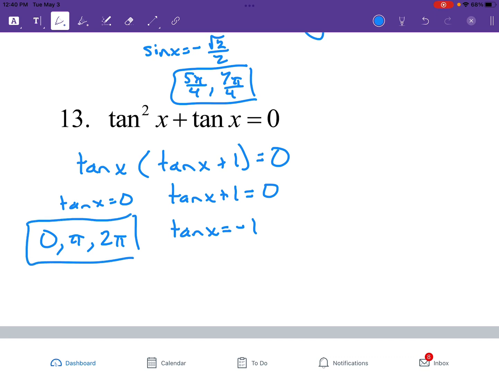The other spot is tangent of x equals negative 1. There's only 2 of those. It is at 3 pi over 4, and it is at 7 pi over 4.